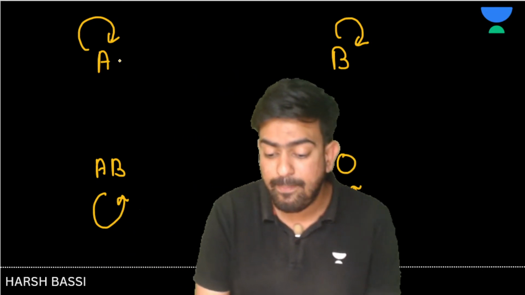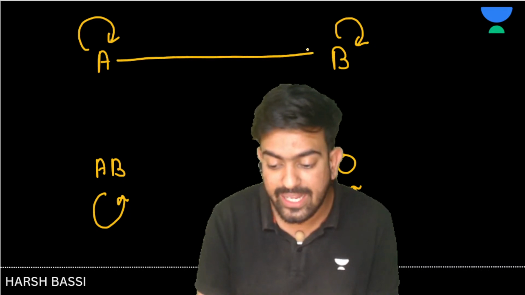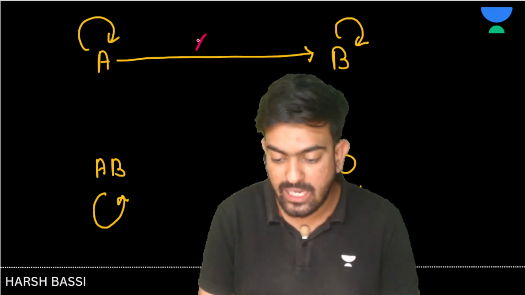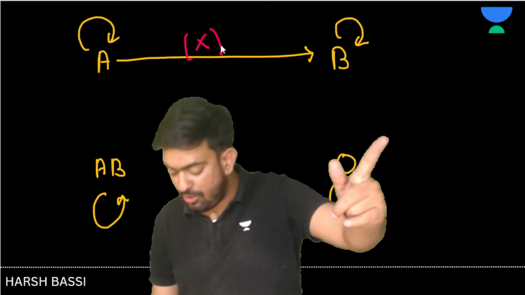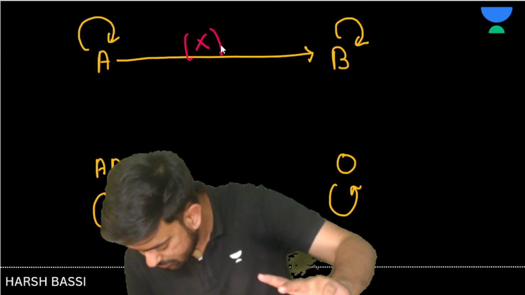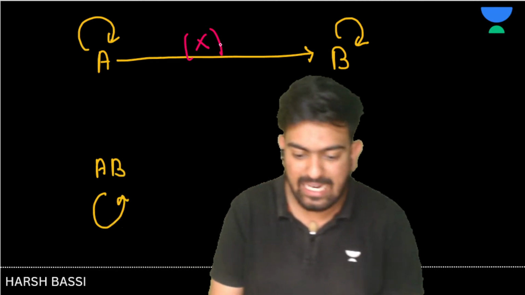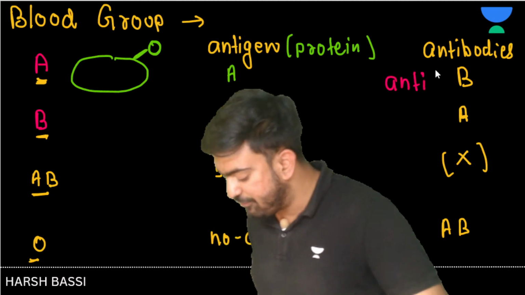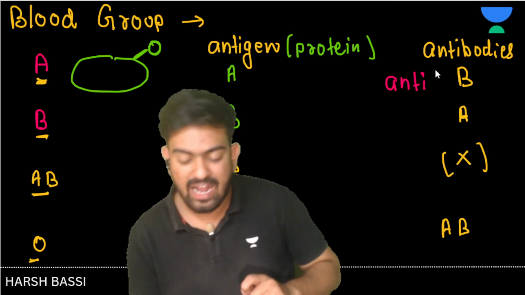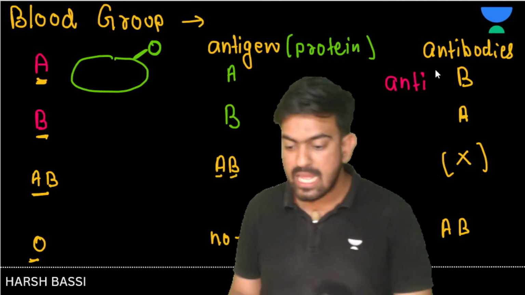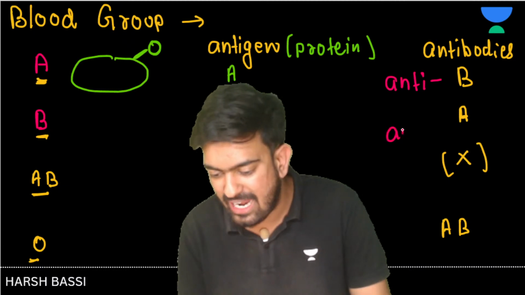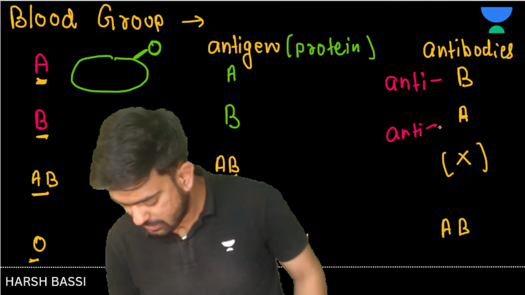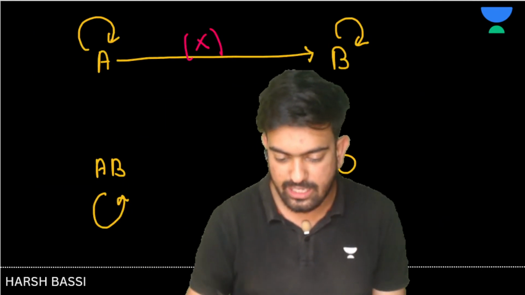Okay, this is so very clear, right? But A can't give to B. Why, sir? Because in B, what is happening? In B, there is the antibody of A. Why anti-B and anti-A? See, anti is a short form of antibodies, Roy. Antibodies B, antibodies A. Clear, Roy? Is it clear?